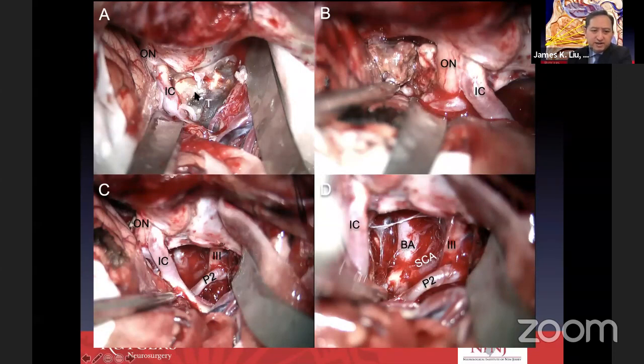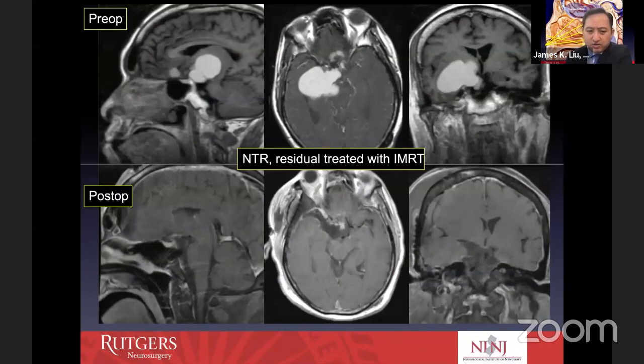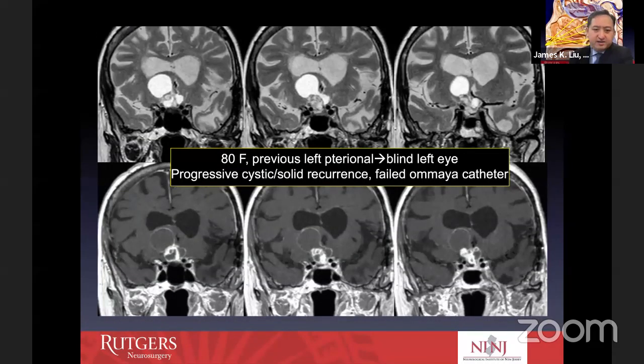And you can see we have a nice corridor of the tumor that's in the carotid-oculomotor triangle. And once the tumor has been removed, you have a nice view of the basilar artery, SCA, and the big window between the carotid and the third nerve. And this is a nice typical window that we have. I achieved a near total resection here and treated the tumor adherent to the optic nerve with radiotherapy. And the patient has done quite well with progression-free survival for about 8 years.